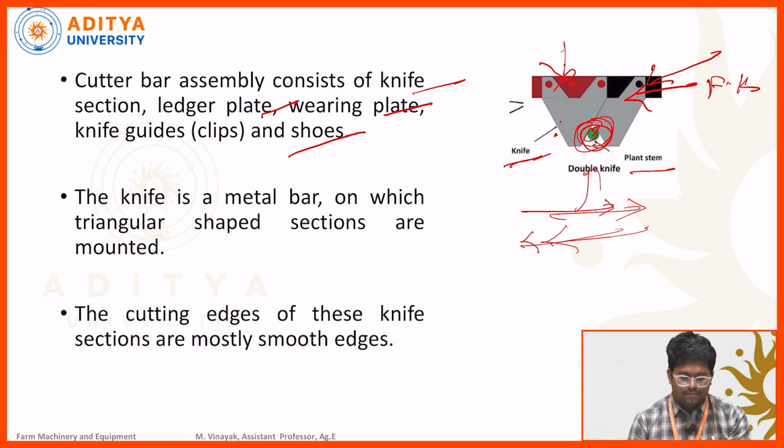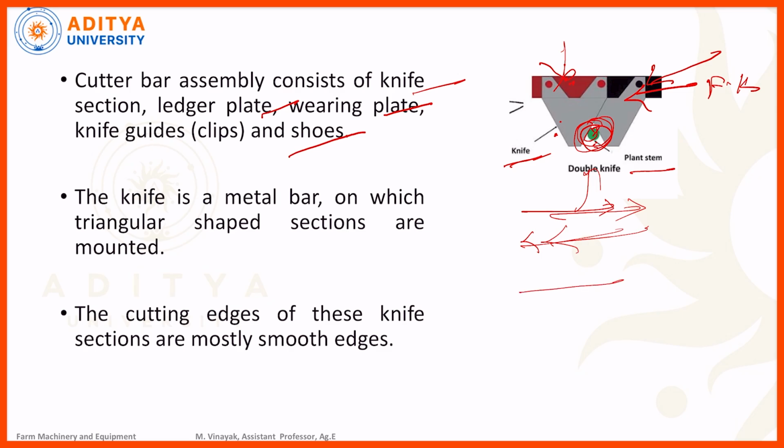The knife is a metal bar on which triangle-shaped sections are mounted. So this one is basically a metal bar, and these triangle-shaped sections are attached to this knife bar. These are the triangle-shaped sections.